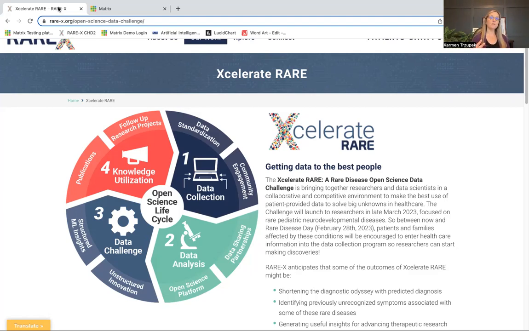Number 2 is making that available for data analysis. So making that data available to researchers to analyze, ensuring that the platform is well set up for that, making sure that there are tools available on that platform. So that's what we have done, and we have moved data over to a data analytics platform to ensure that research is really easy. The third part of this life cycle is the data challenge.